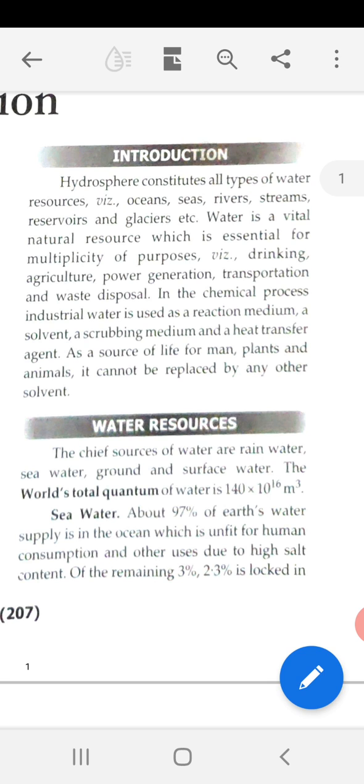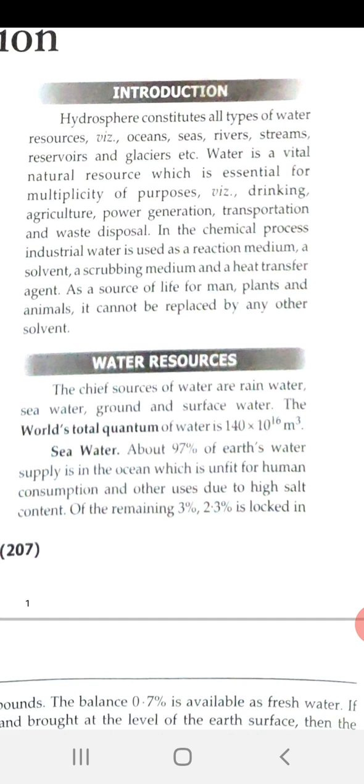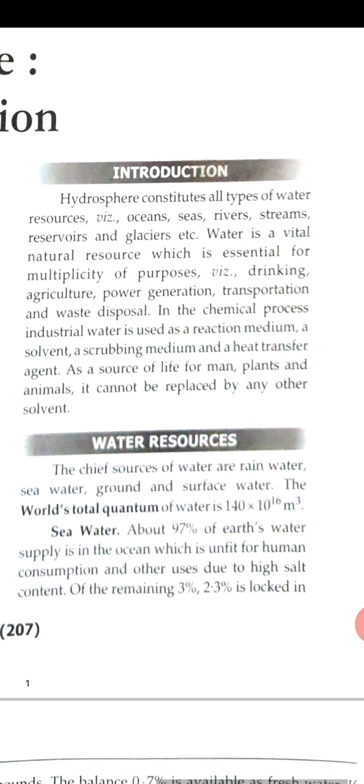Now we'll study about water resources. The chief sources of water are rainwater, seawater, ground and surface water. The world total quantum of water is 140 × 10^16 m³. Sea water: about 97% of Earth's water supply is in the ocean, which is unfit for human consumption and other uses due to high salt content.